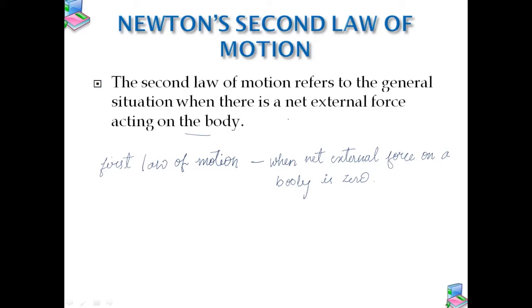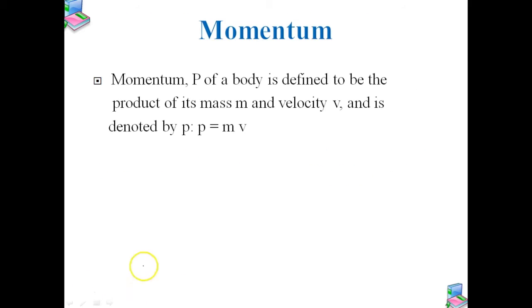Before studying the second law of motion, one of the important concepts that we need to know is momentum. So let's see what momentum is. Momentum P of a body is defined to be the product of its mass m and velocity v, and it is denoted by P. P is equal to mv. So momentum is nothing but the product of mass and velocity of the body.